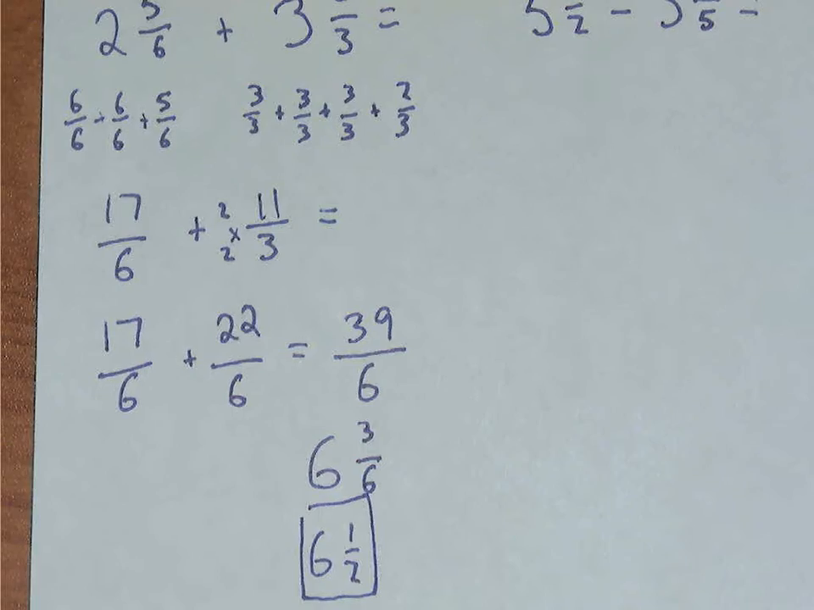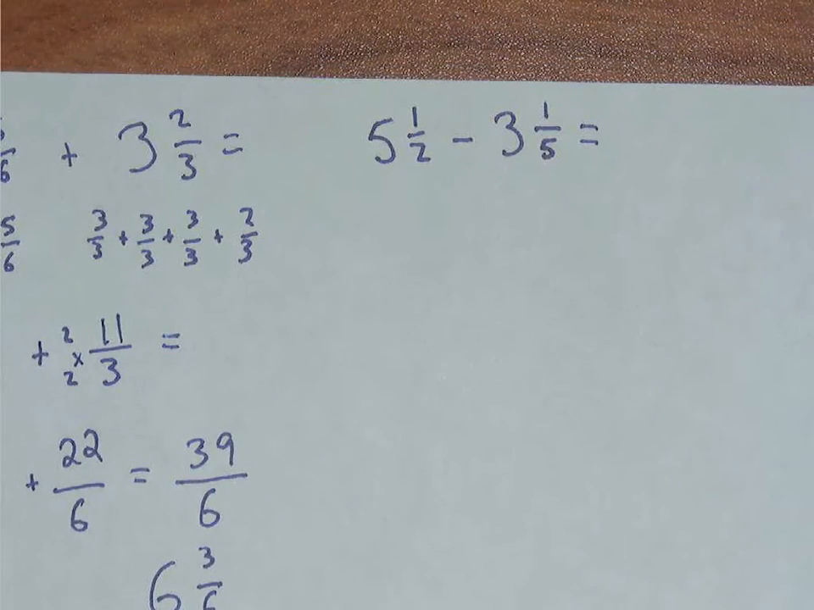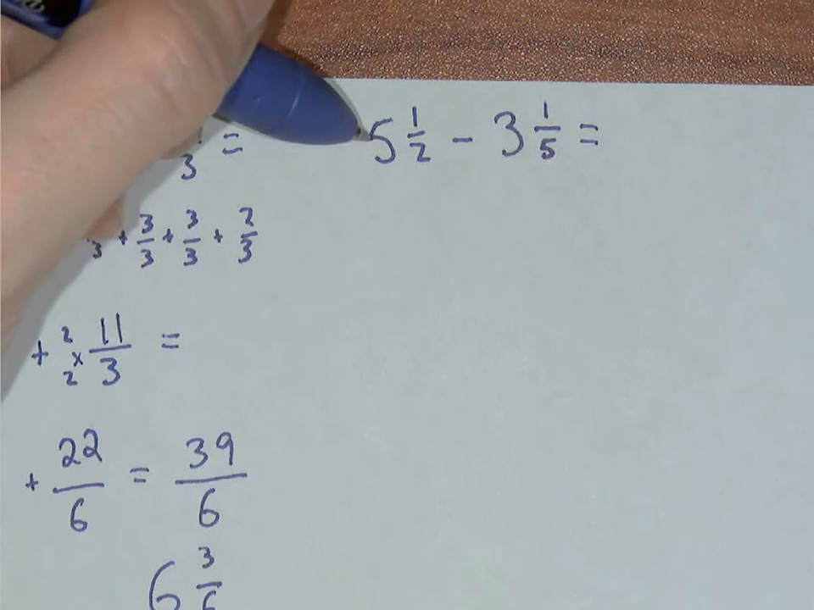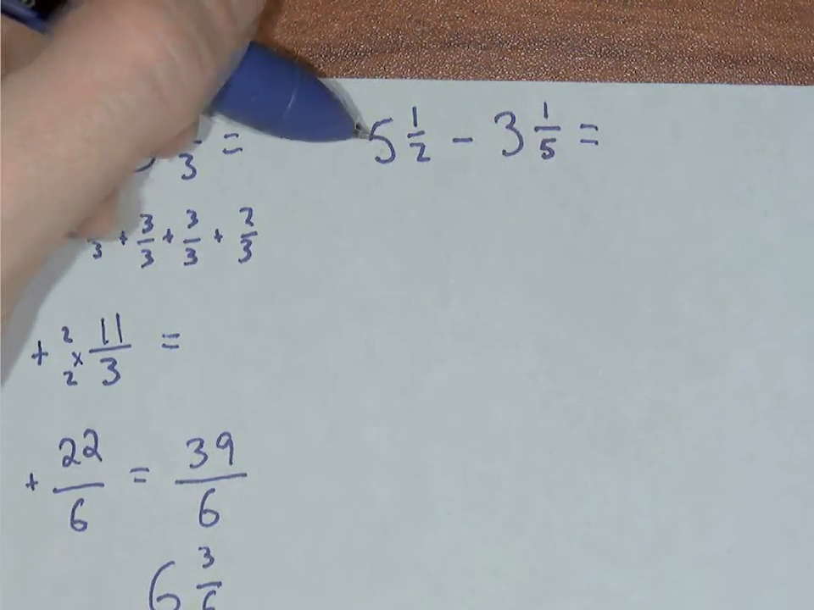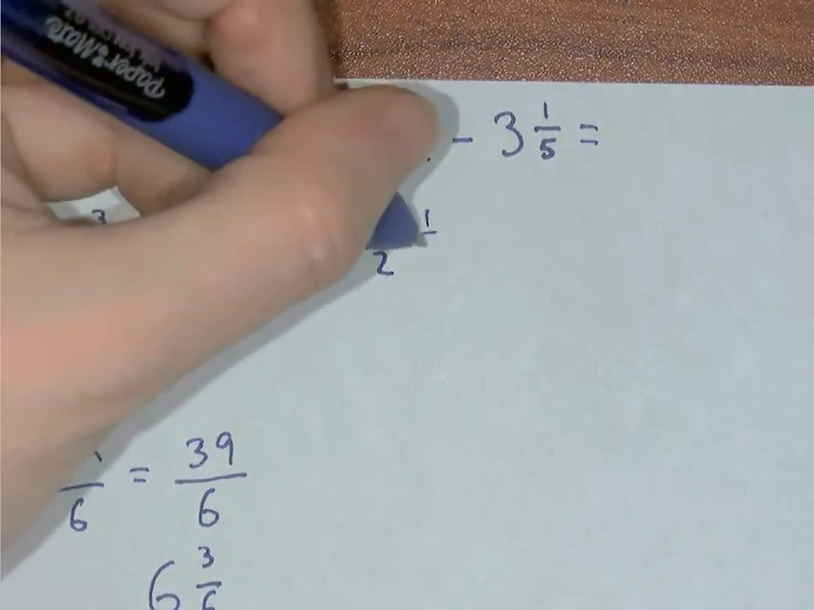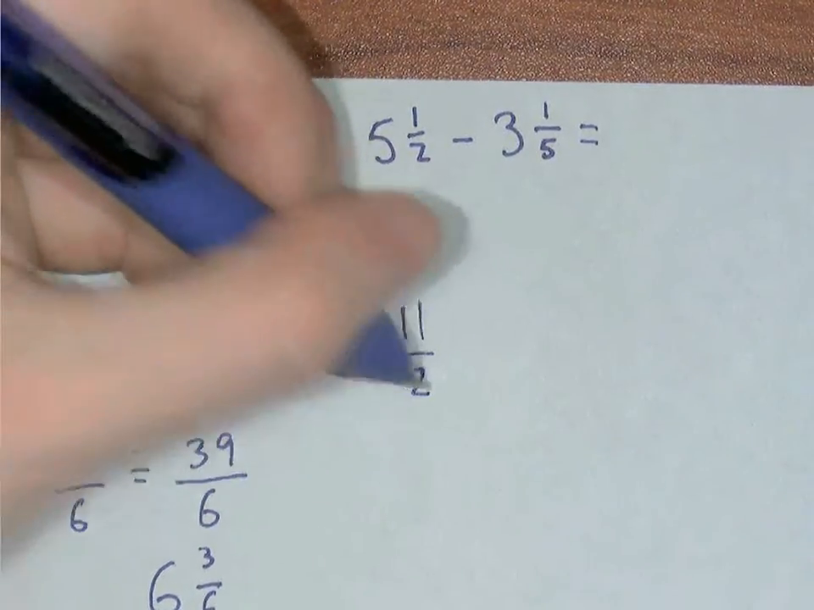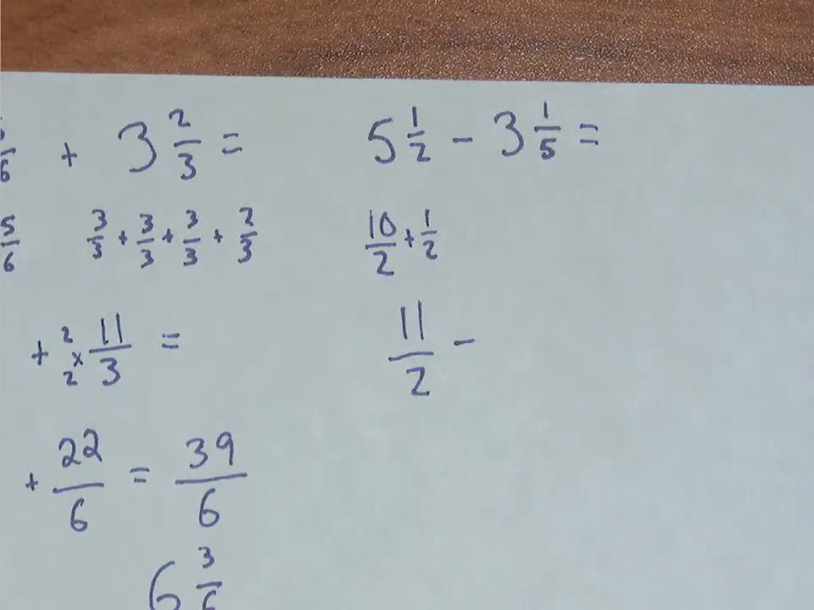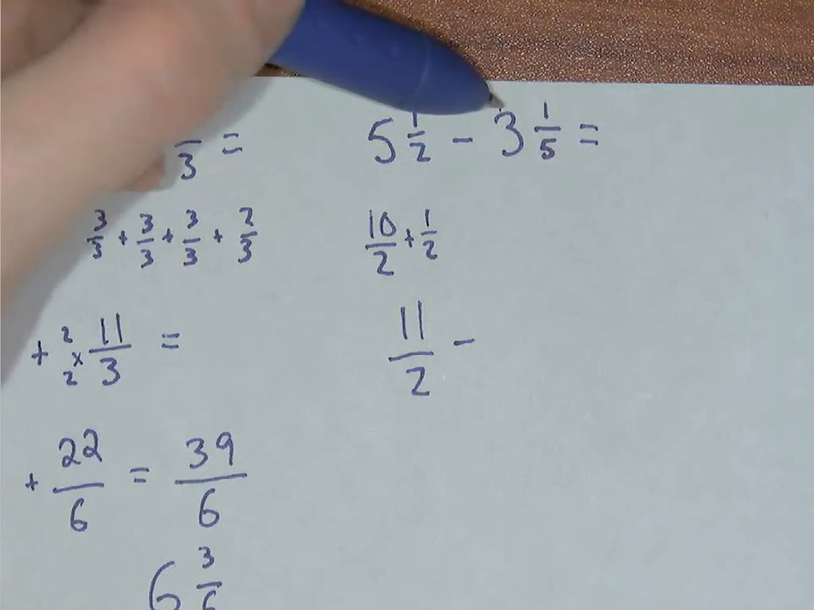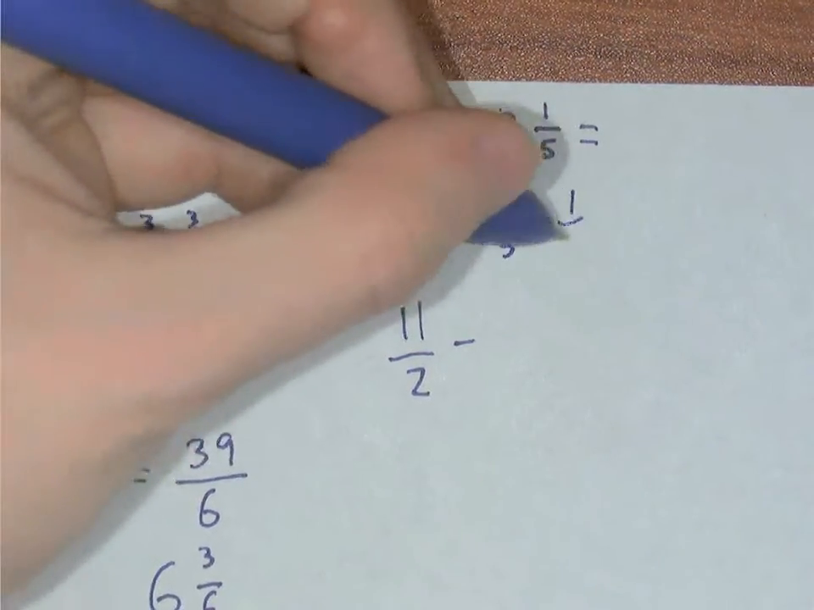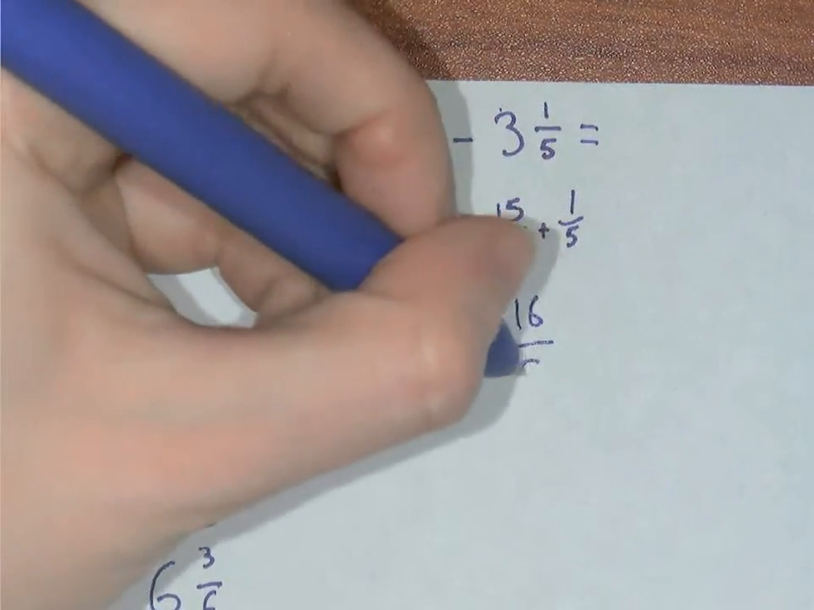In my next example, I'm subtracting fractions, but I'm doing the same thing. 5 and 1/2 needs to get turned into an improper fraction. I see that I'm using halves, and I know 5 is 2 halves plus 2 halves plus 2 halves plus 2 halves plus 2 halves, or 10 halves. And then I've got plus 1 more half, so that gives me 11 halves as my improper fraction there. And then here I've got minus. I've got 3 and 1/5, so I've got 5 fifths plus 5 fifths plus 5 fifths, or 15 fifths plus 1 fifth, which is 16 fifths.